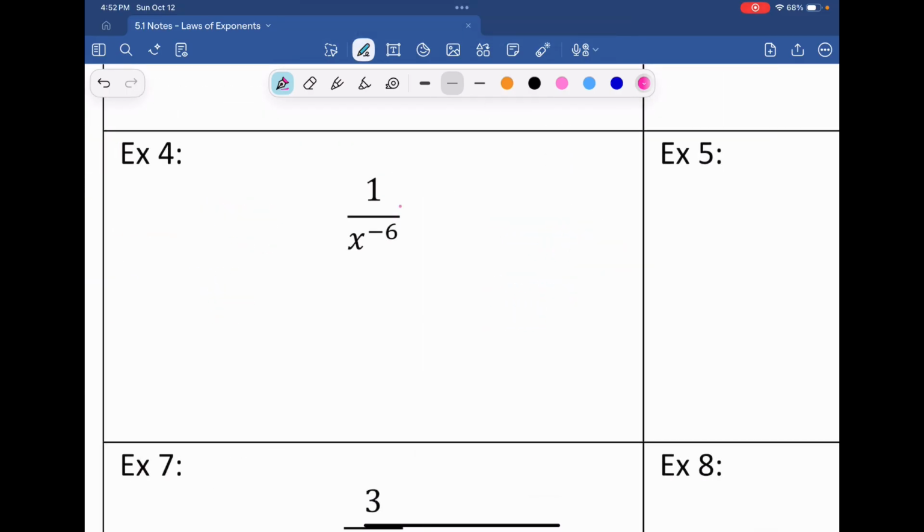X to the negative 6, it's in the bottom, so it's going to go to the top. 1 in its place. Exponent becomes positive. Technically it's over 1, but again, I don't really need that. So just x to the 6.